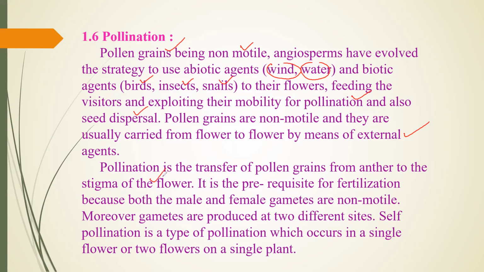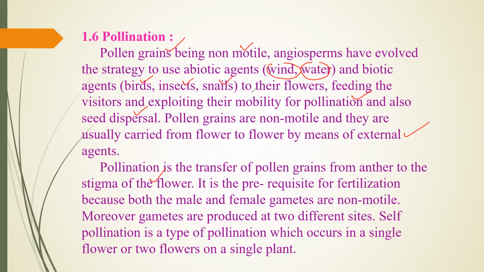आपल्याला माहित आहे की anther is the androecium, the male reproductive structure. Stigma is the part of the gynoecium. This is the female reproductive structure. Pollen grains are carried from anther to stigma by several pollinating agents. So it is the prerequisite for fertilization. For fertilization, we need to transfer pollen from the anther to the stigma. Okay. So both male and female gametes are non-motile. Moreover, gametes are produced at two different sites.